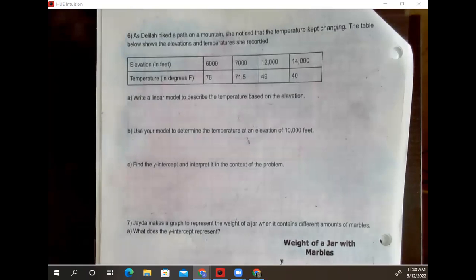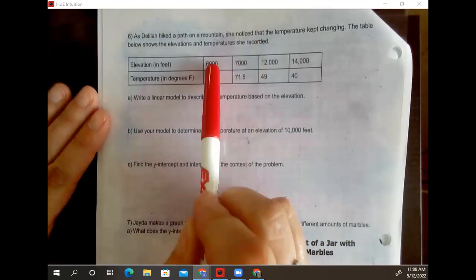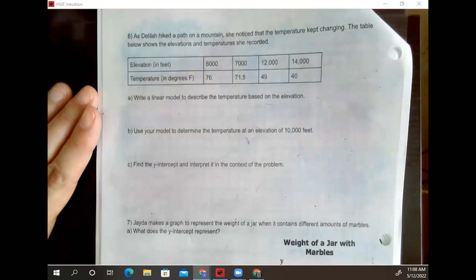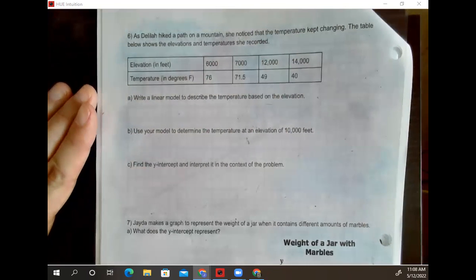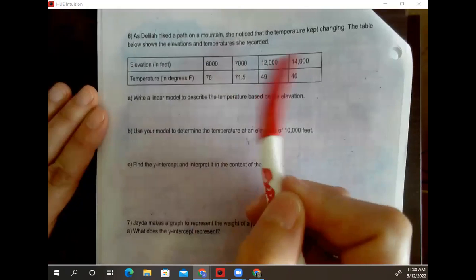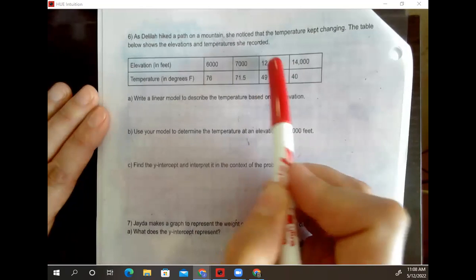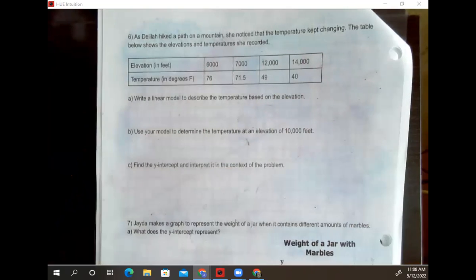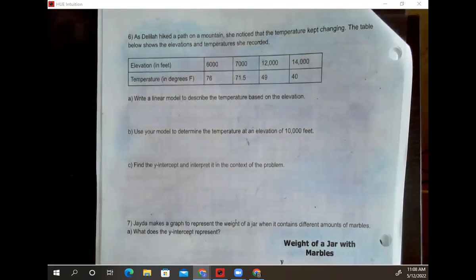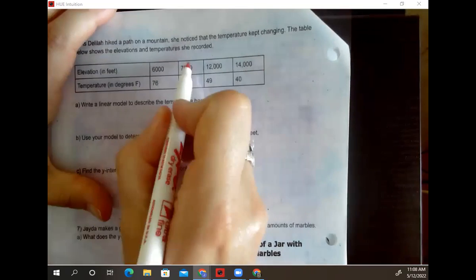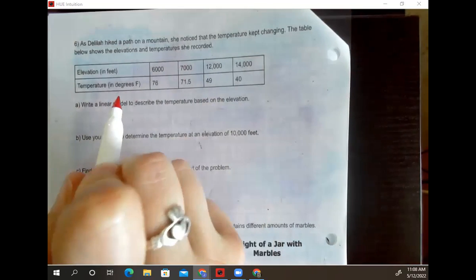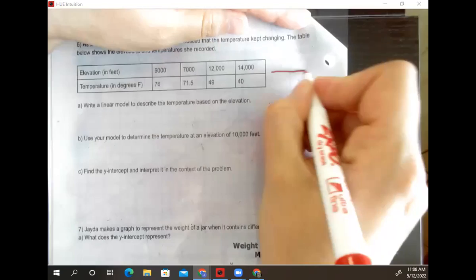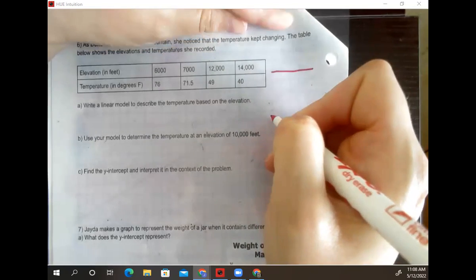Now, I want you to notice here that our x values are not changing by 1 like they were in our tables at the end of our last lesson. We've got a 1,000 jump and then a 5,000 jump and a 2,000 jump, and the jumps are all different. So in order to find that rate of change here, I'm going to need to find the slope. I'm just going to use the first 2 points. It doesn't matter which 2 points you pick. Remember, y values on top, x values on bottom.